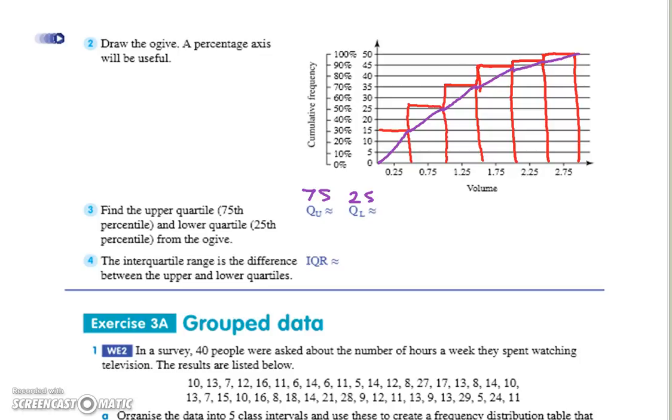So, Levi, what did you get for your upper quartile, mate? Yeah. It comes to about there, which is about 1.6. Yeah, okay. And what did you get for your lower quartile? You got 1.4 or 0.4?